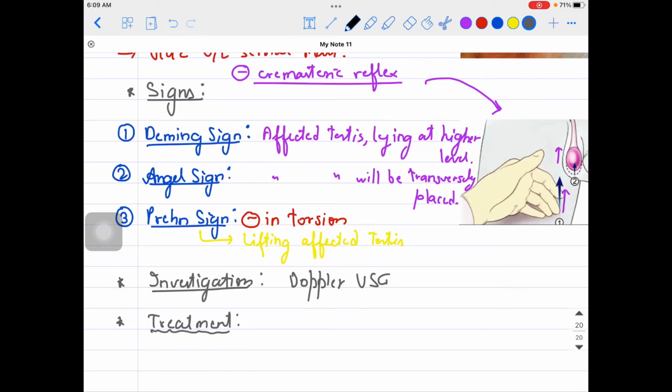So how about the treatment over here? Treatment has two parts. One part is that you might do the orchiopexy, or orchidopexy, or you might do the orchiectomy or orchidectomy.